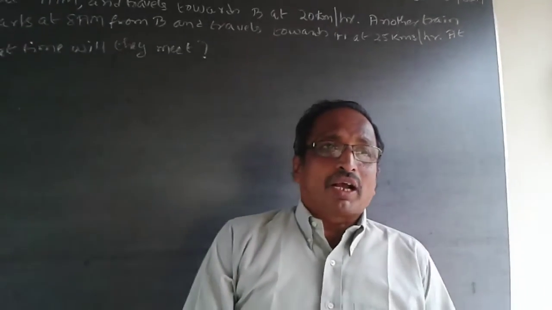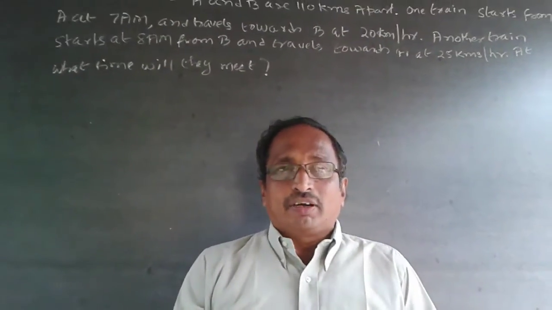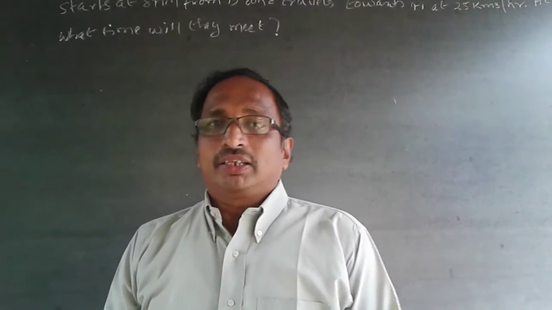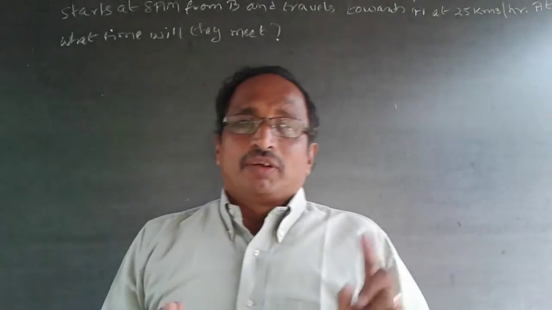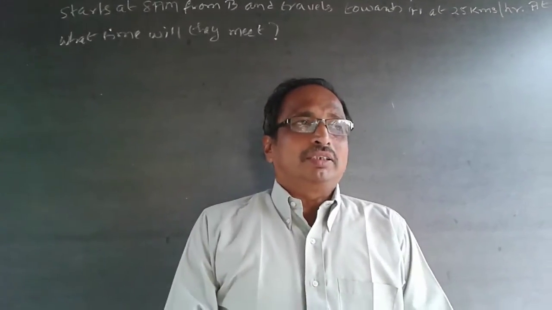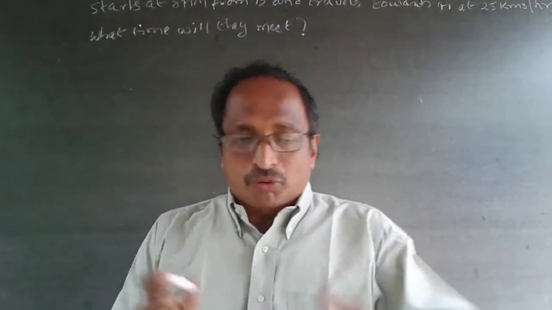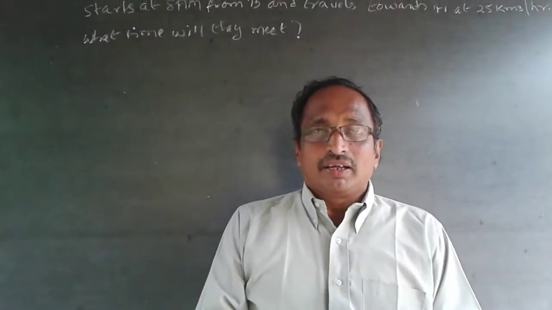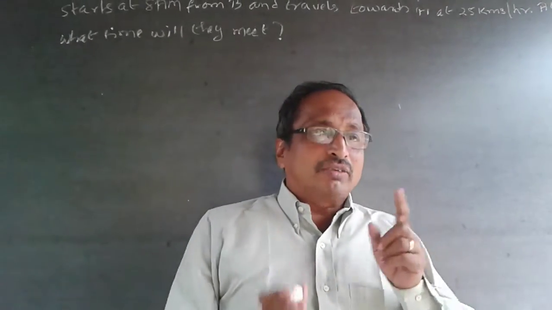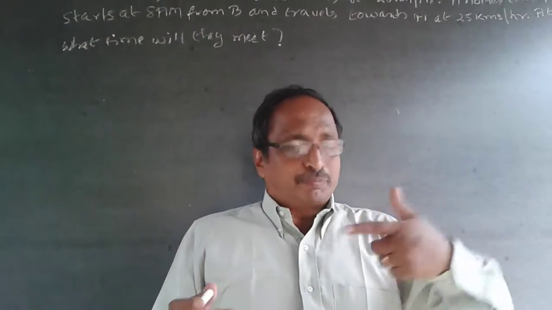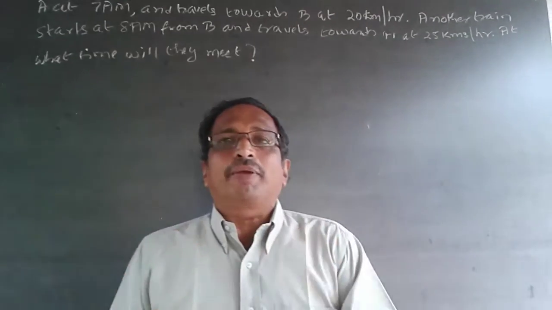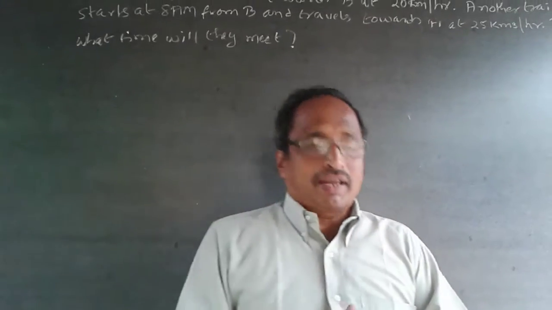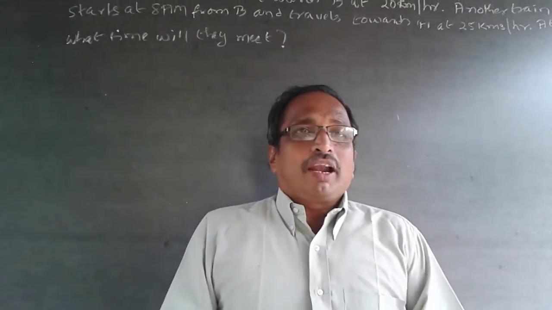So the distance to be covered by the two trains put together will be the distance between the two stations. So the relative velocity will be applicable here. Because the two trains have to cover the 110 distance, the speed of this train and this train will have to be added. That will be the relative speed.